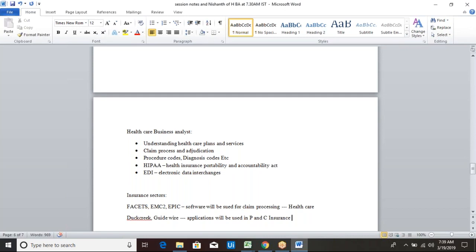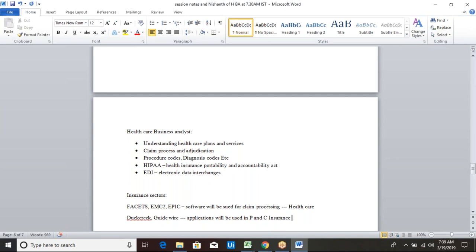So as a BA, whatever applications people are using in real time need some enhancement from time to time, right? So different enhancements we need to do. Which one, Raj? Duck Creek and Guidewire applications will be used in P&C insurance. That is property and casualty insurance. Okay.